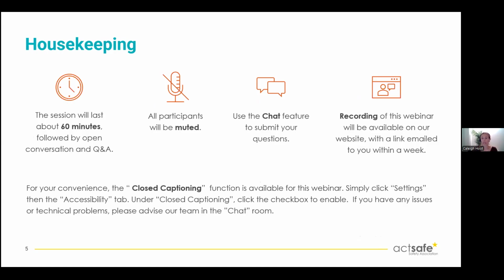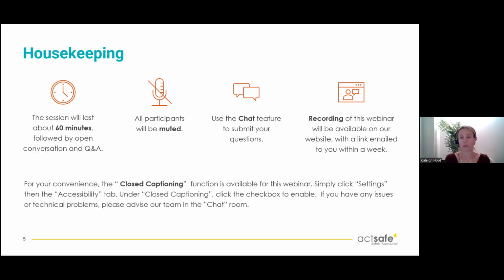The recording of the webinar will be available on the website, and everyone that signed up will be emailed a link within a week or so. Closed captioning is available for this webinar if you need it. You can click on your settings, accessibility under closed captioning, then click the checkbox there to enable it. If you have any issues or technical problems, please advise our team in the chat room. Someone will be monitoring that.